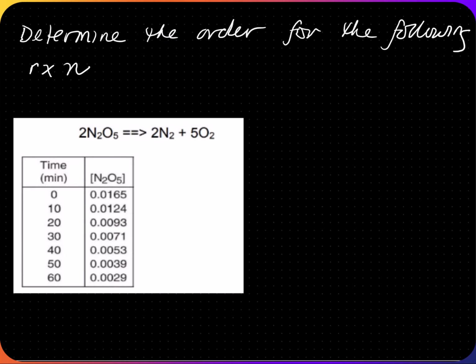Determine the order for the following reaction. You have this data table. Based on this information, you cannot tell zero, first, or second. Since a data table is provided with time and the concentration of the reactant, what you need to do is plot these. So that means you need to make a table with concentration of A, ln A, and 1 over A. The information given is my information for zero order.